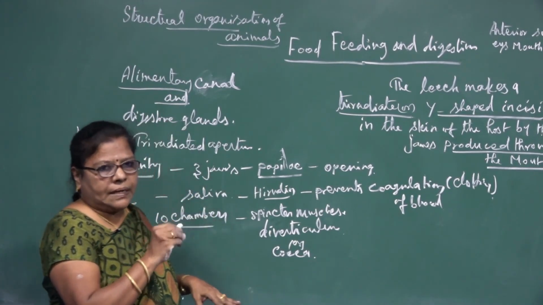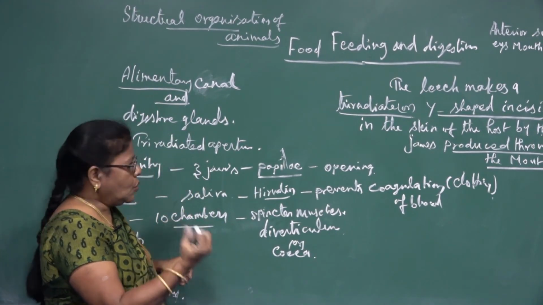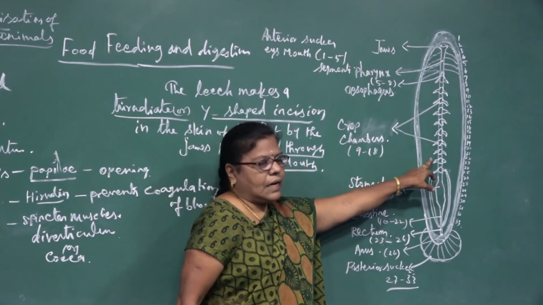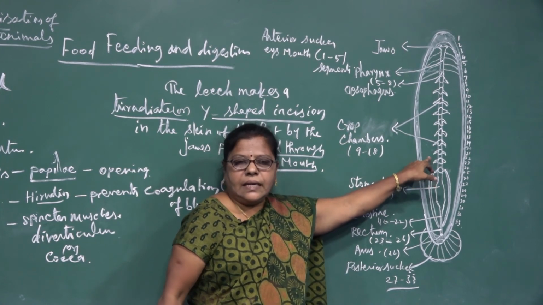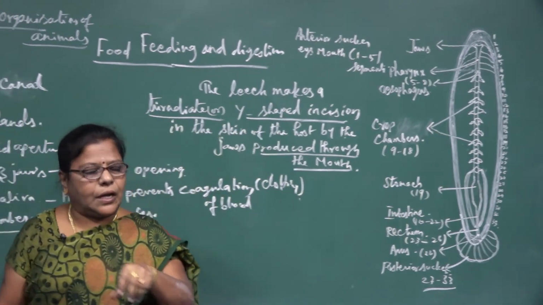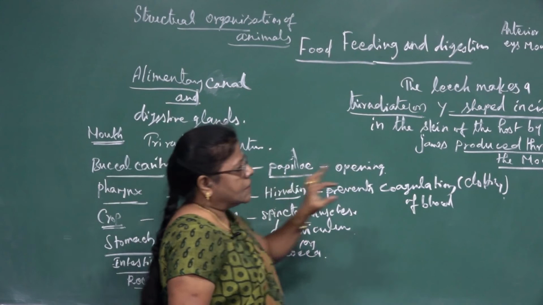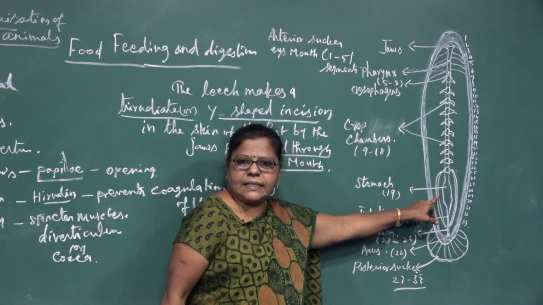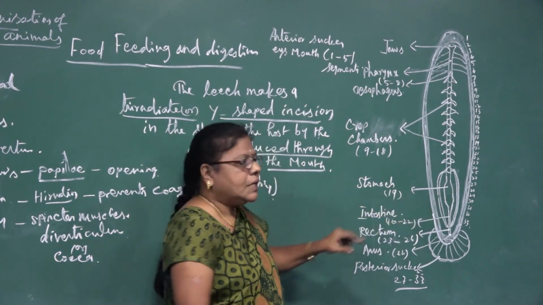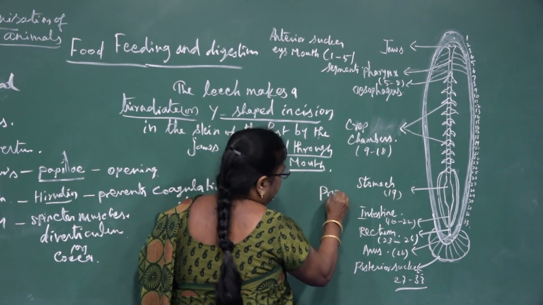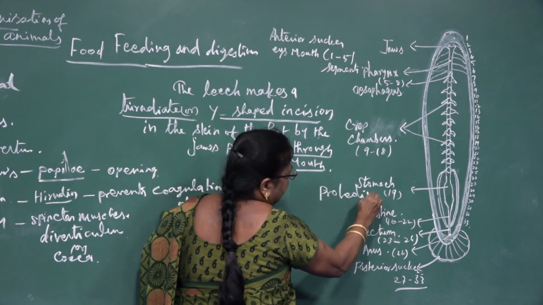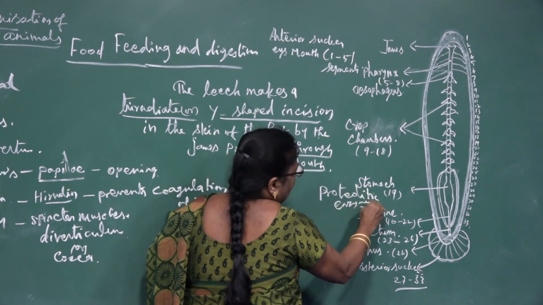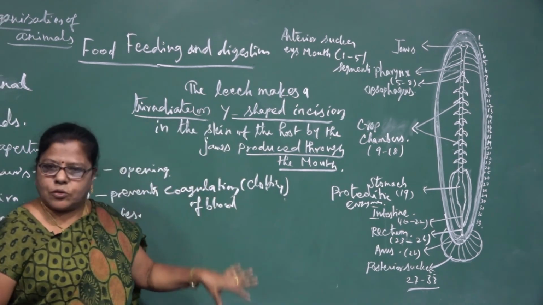Now the sucked blood is stored in the crop as well as the diverticula. Then it passes from the crop to the stomach. In the stomach, it is digested with the help of digestive enzymes, that is, proteolytic enzymes. So the digestion takes place in the stomach.